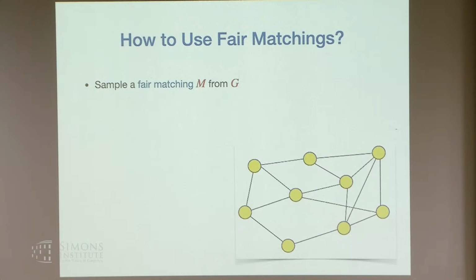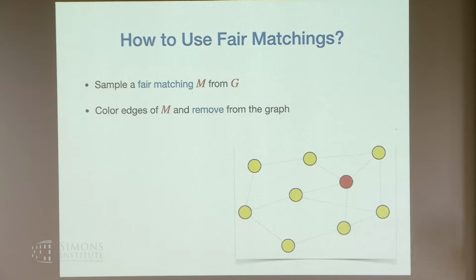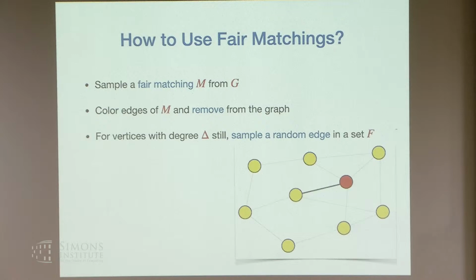So the algorithm looks like this. You have your graph, you sample a fair matching from it. Let's say these are the maximum degree vertices. This is going to be your fair matching. It's not going to be able to match all of them. Like there was a triangle here, and because this guy went there, you now have to figure out what to do with this vertex. But you're going to pick these blue edges, you color them, and you remove them from your graph. Now all of your vertices become degree delta minus 1, except for the unmatched one. So you have to do something with these guys.